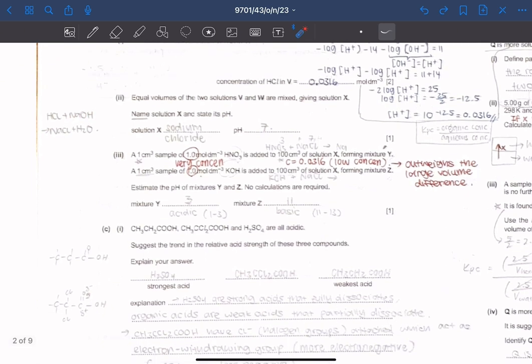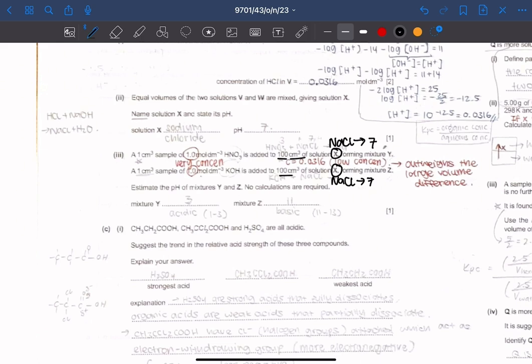Next, III. A 1 cm cube sample of 1 mole per dm cube HNO3 is added to a 100 cm cube of solution X forming mixture Y. A 1 cm cube sample of 1 mole per dm cube KOH is added to 100 cm cube of solution X forming mixture Z. Estimate the pH of the mixtures Y and Z. No calculations are required. So we know that X is actually NaCl, at a pH of 7.